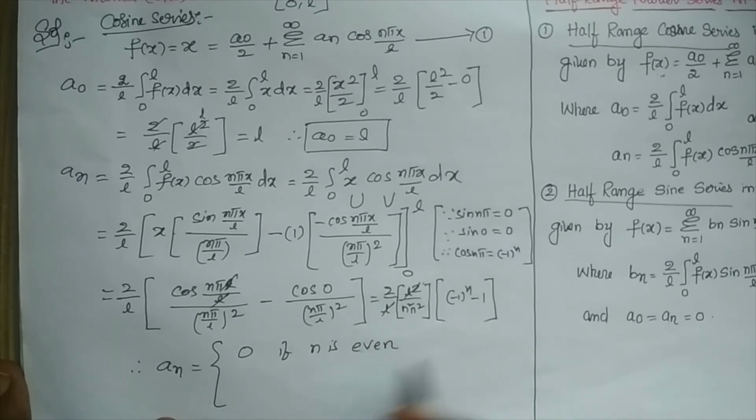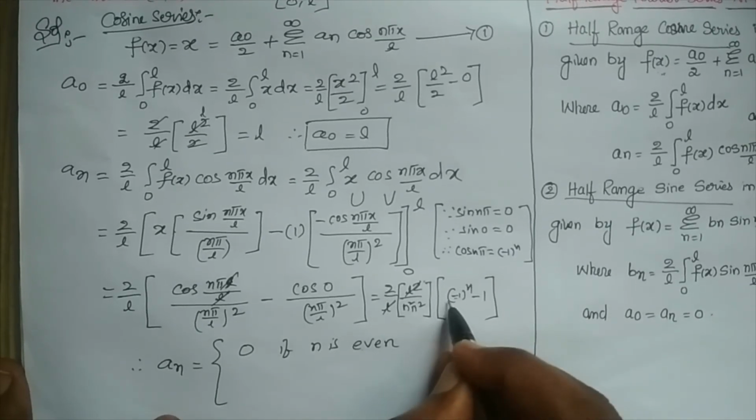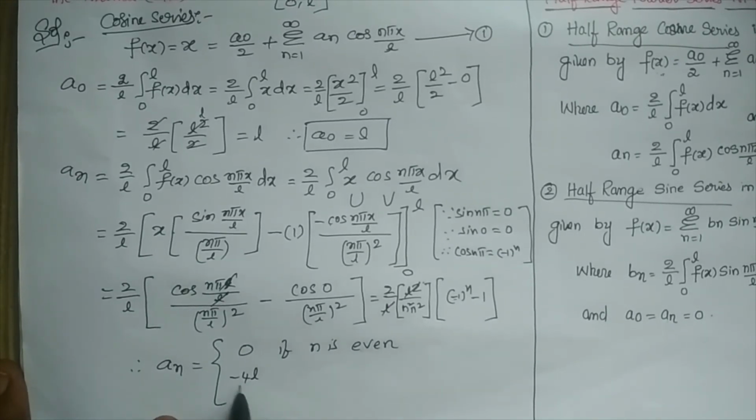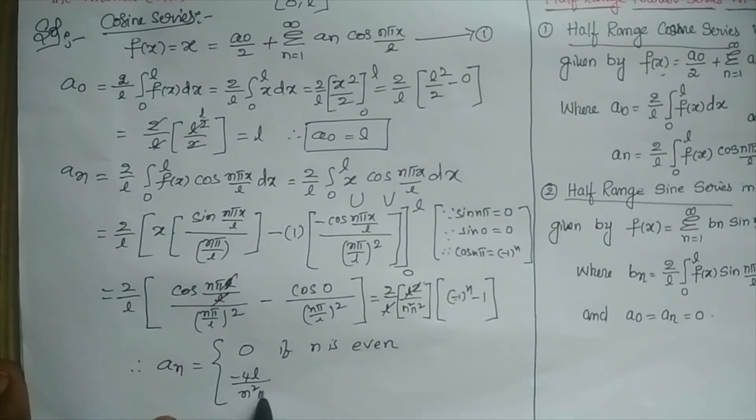If n is odd, what happened? It will come minus 2, minus 2, minus 2. Already 2 is there, so minus 4L by n square pi square if n is odd.